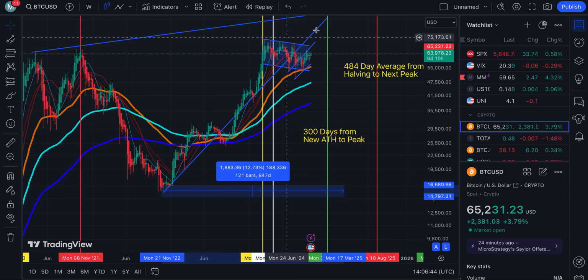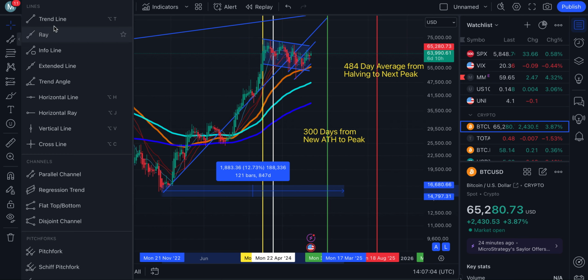How many days from there to the peak, and then the average from the halving, the white line, to the eventual peak. We just took a rough estimate that every 2.3 years or so, that is how long it takes from the bottom to the eventual peak, and that is at about March of next year.